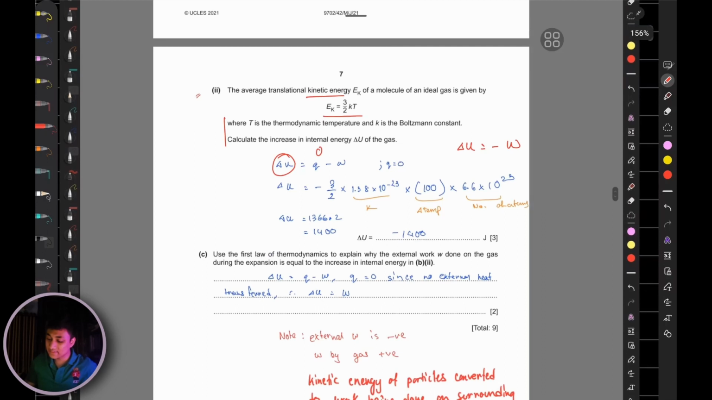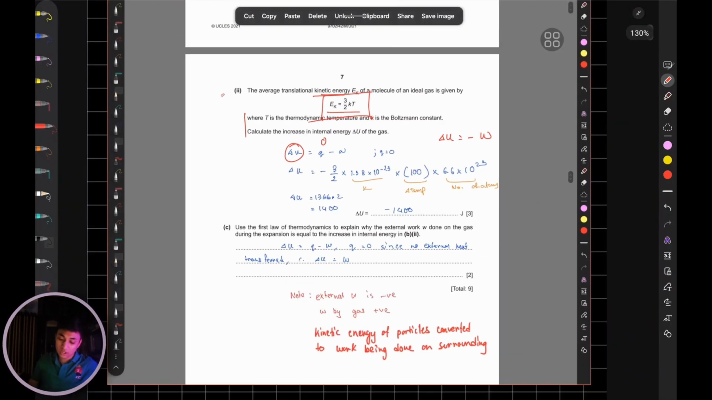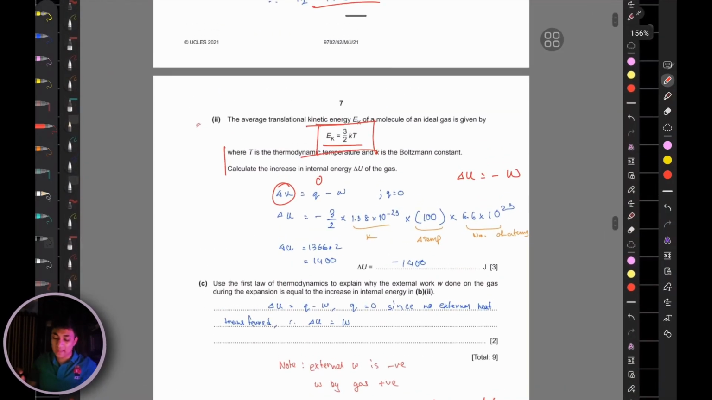So now to find this amount of work done or this change in internal energy, I can directly use this formula. Why? Because I know whatever kinetic energy of the system was lost was transferred into work being done on the system. So actually, your W is equal to 3 by 2 kT.